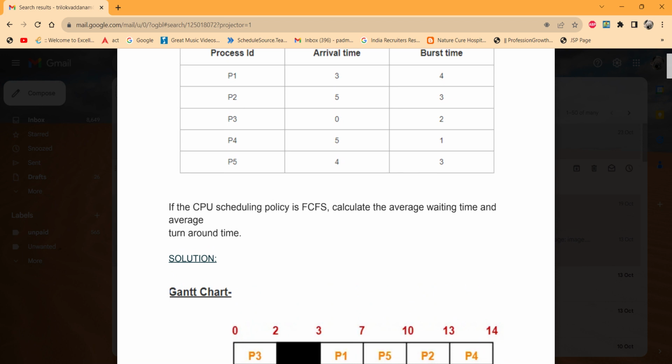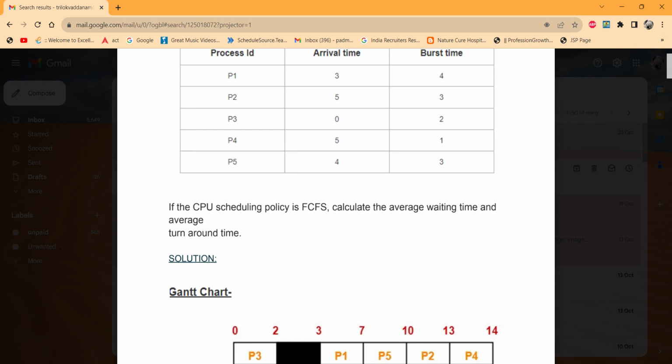Now, as you all can see, at the fifth unit of arrival time, process P2 and process P4 had arrived. Now, as the arrival time of both processes is the same, we will compare the process ID. What is the ID of process P2? Process ID is 2. What is the process ID of process P4? 4. Among 2 and 4, which is first? 2 is first. So, we give the CPU to process P2.